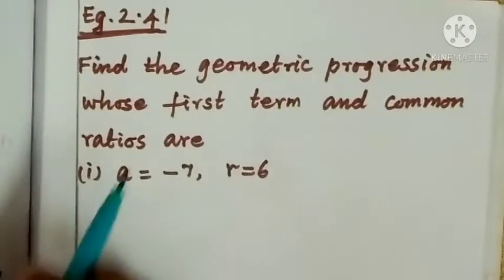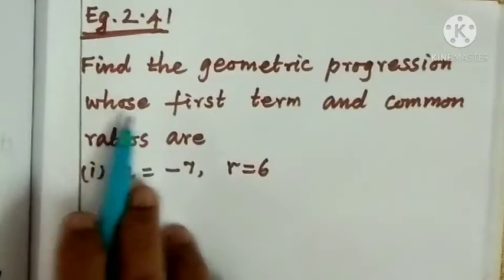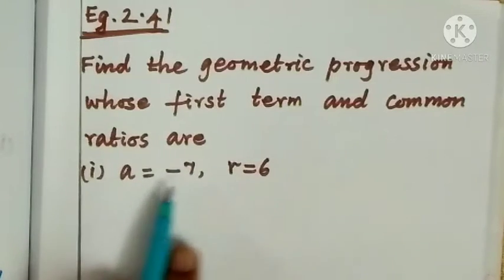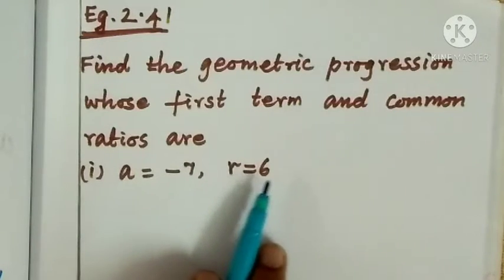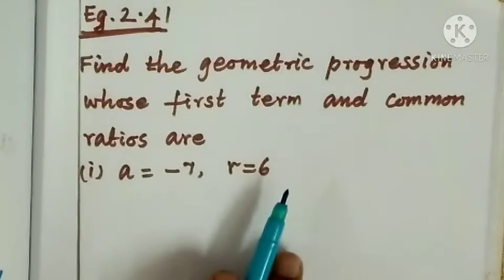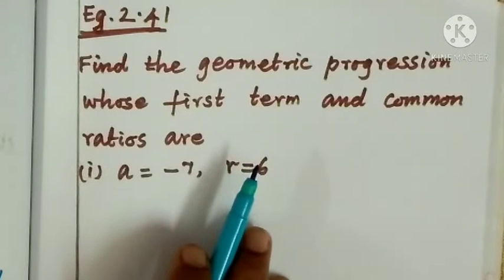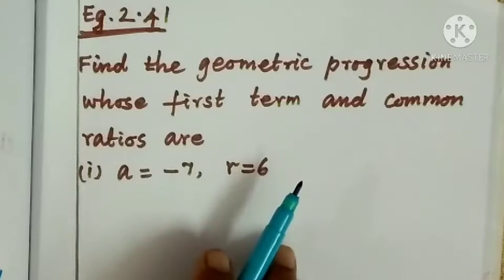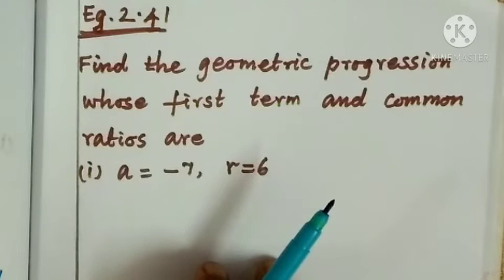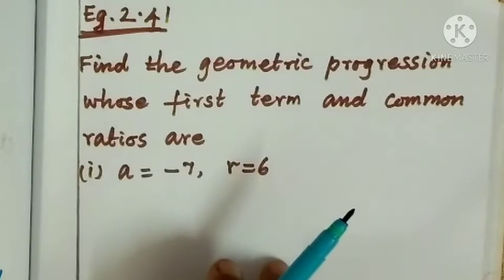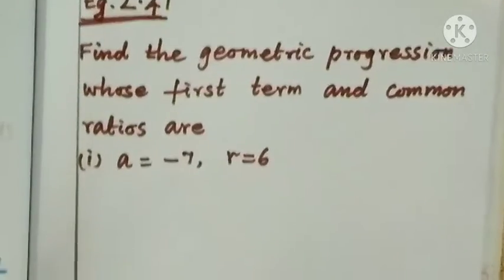See the question. Find the geometric progression whose first term and common ratio are given, that is a is equal to -7 and r is equal to 6. In this question, first term and common ratio are given. We have to find the GP. Then you have to apply the general form of GP, that is a, ar, ar squared and so on. Let us do the solution.